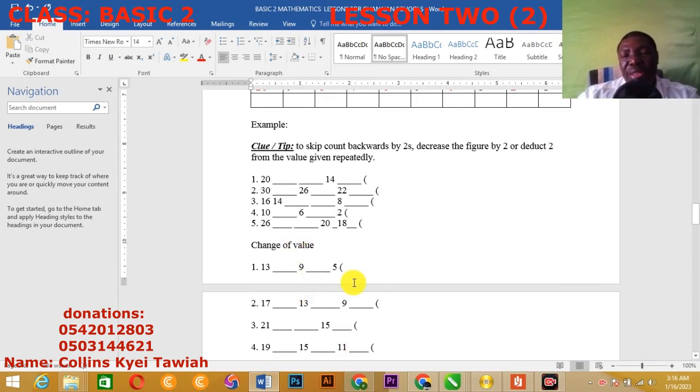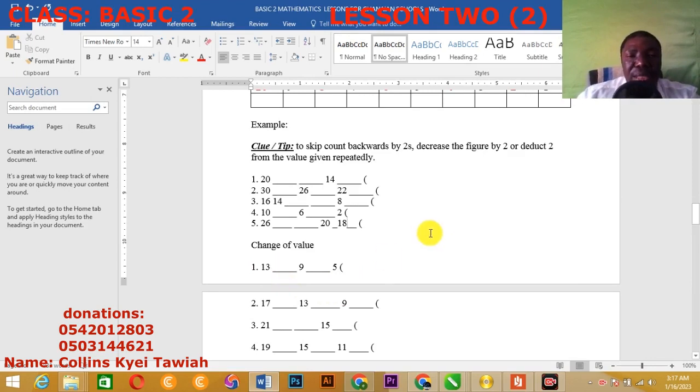Instead of using the multiples of 2 all the time, now the value has changed from the multiples of 2 to a different value. It is the same thing. You stick to the clue. The clue is to what? Decrease the figure by 2, or deduct 2 from the value given repeatedly. It doesn't change. It is the same thing.